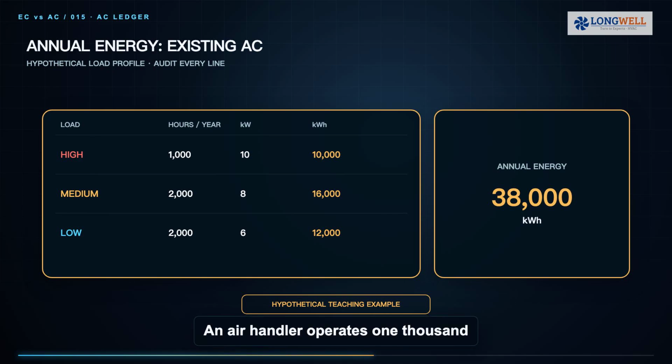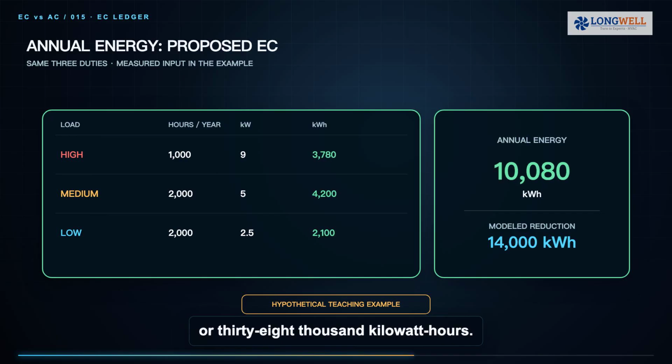Here is a deliberately hypothetical example. An air handler operates 1,000 hours per year at high load, 2,000 at medium load, and 2,000 at low load. Metered input for the existing AC system is 10, 8, and 6 kilowatts in those modes. Its annual energy is 10,000 plus 16,000 plus 12,000, or 38,000 kilowatt-hours.